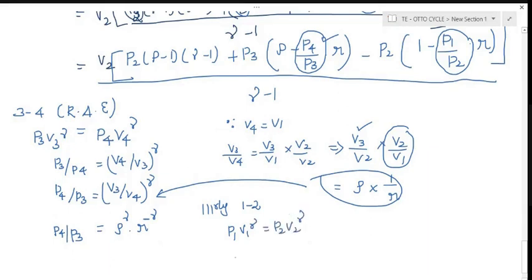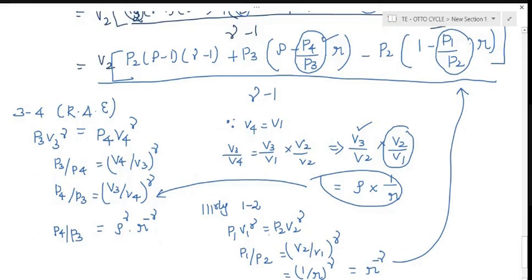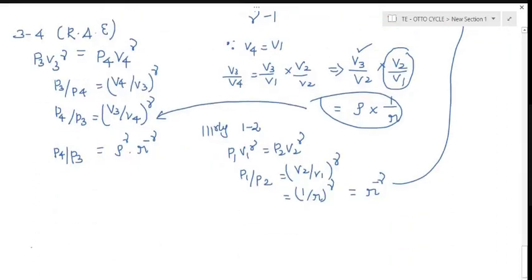P2 V2^γ. So we need P1 divided by P2, which is equal to V2 divided by V1 whole power gamma. So again, V1 by V2 is r, so in terms of reciprocal, we can say 1 divided by r, 1 divided by r^γ, which we can say as r^(-γ). So this equation you need to substitute here. Then substitute both the relations in the above equation.